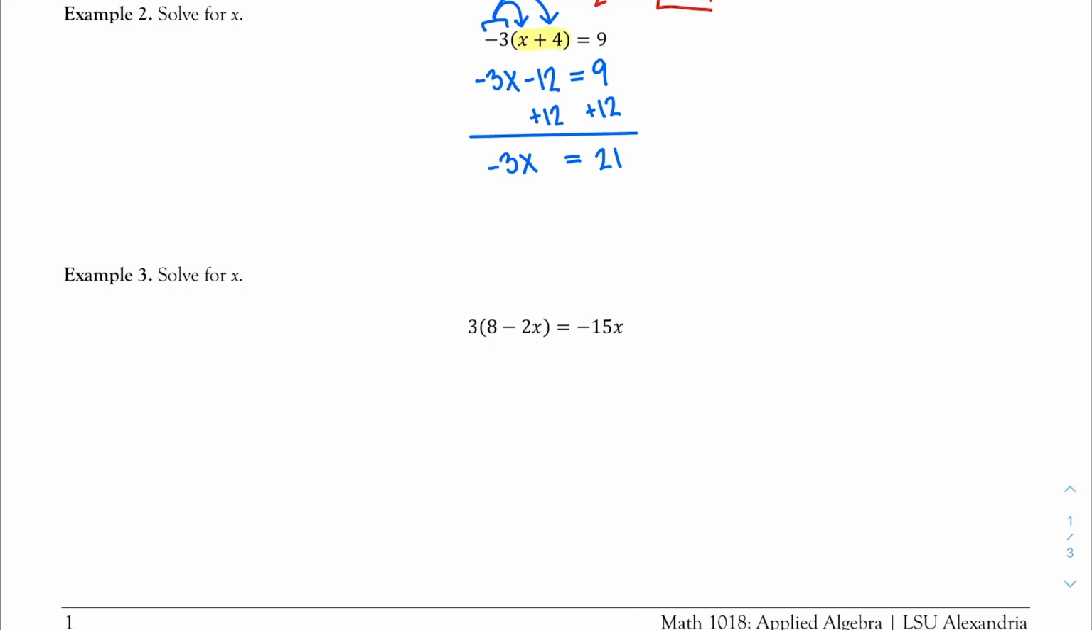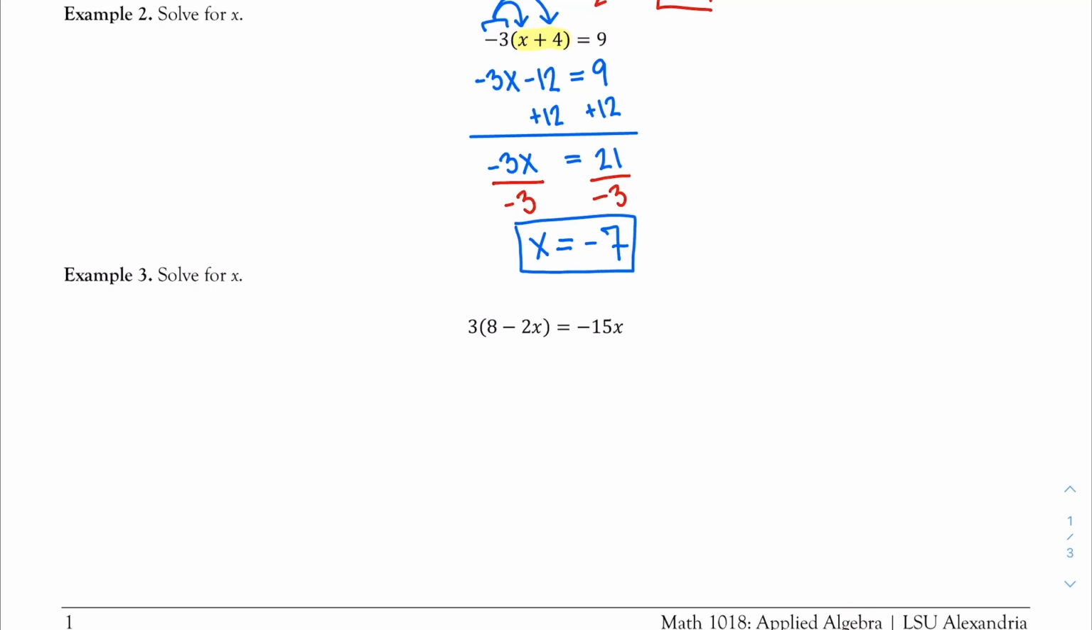Now, step 4 says divide by the coefficient in front of my x. Here I have -3x, so I'm going to divide by -3, again on the left and on the right. -3 divided by -3, I get 1x. This is equal to 21 divided by -3, which is -7. And I have my final answer.